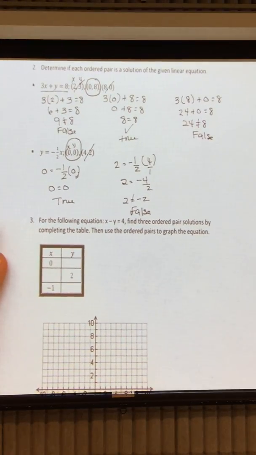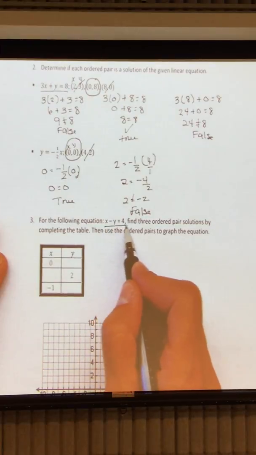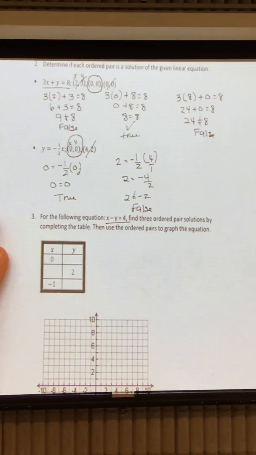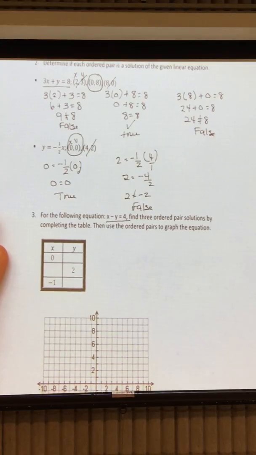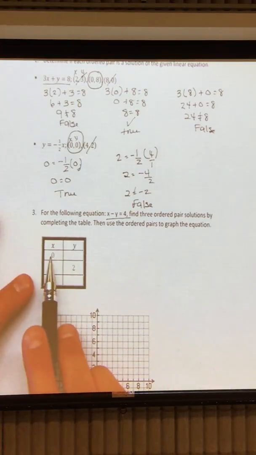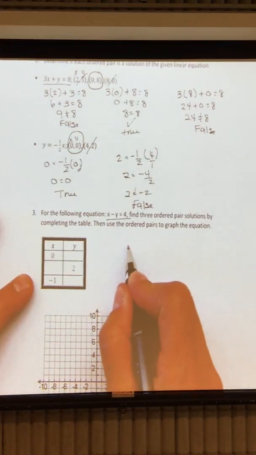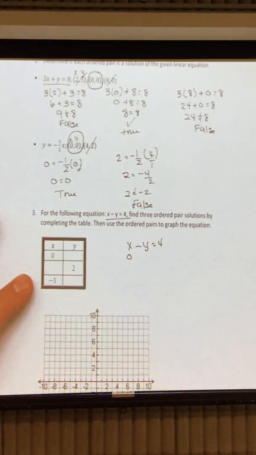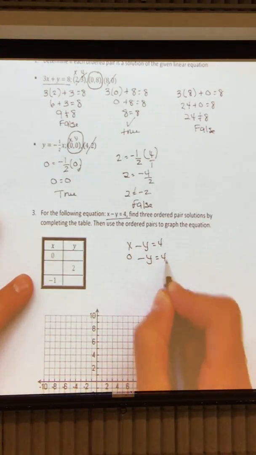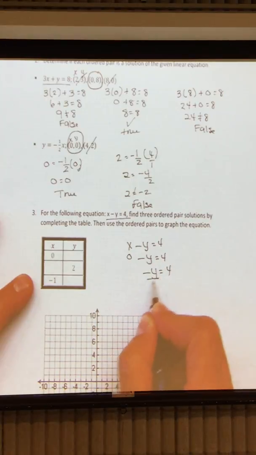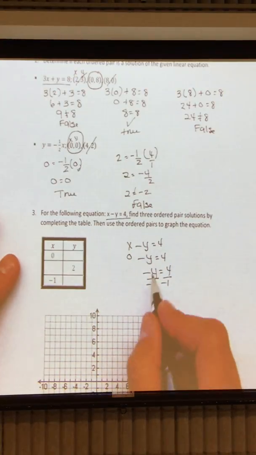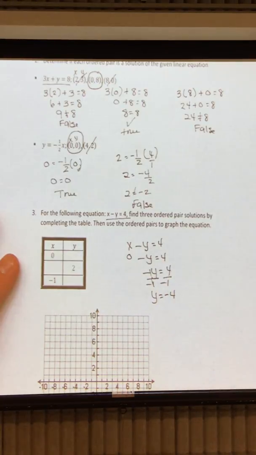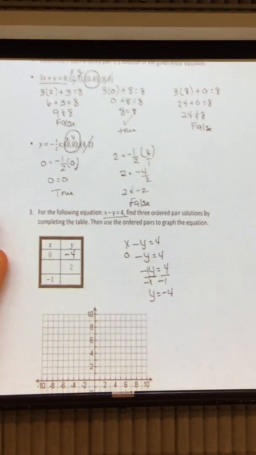Number 3, for the following equation, x minus y equals 4, find 3 ordered pair solutions by completing the table and then graph the table. So here we want to substitute 0 for x. So we have x minus y is equal to 4. 0 is your x. So 0 minus y is equal to 4. You have negative y equals 4. Divide by negative 1. Y is equal to negative 4. Again, don't forget a positive divided by negative is a negative. So we have negative 4.